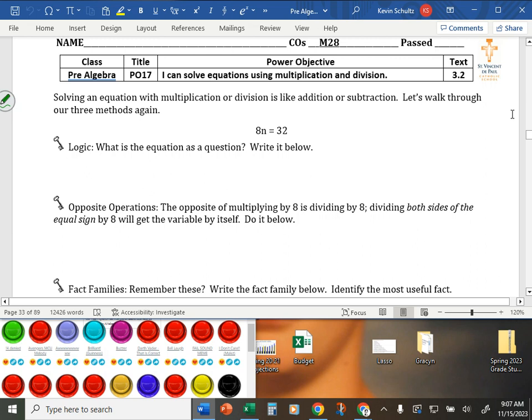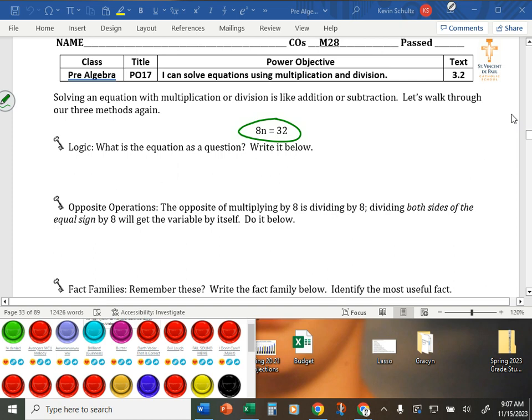Moving on to PO17, which is very similar to PO16. The only thing I did was really change two of the words. PO16 says I can solve equations using addition and subtraction because they're opposite operations, they're grouped together. PO17 is I can solve equations using multiplication and division because they are also opposite operations, therefore they are grouped together. So what does this say right here?